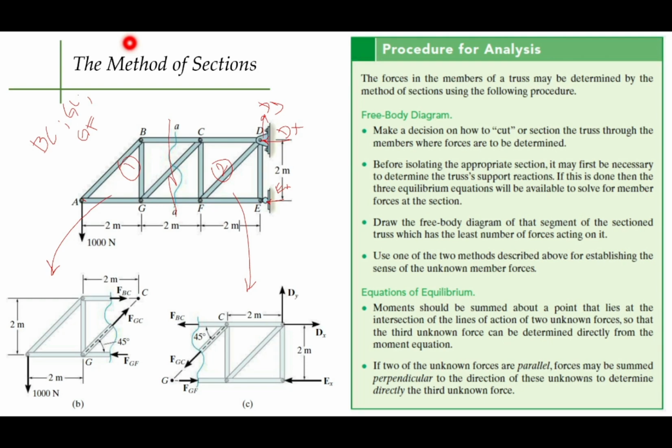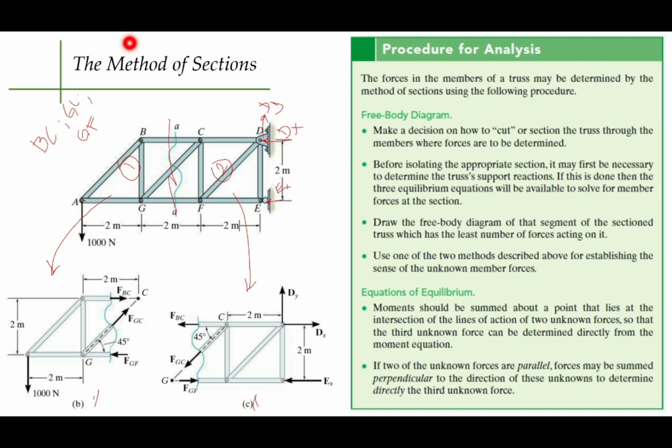Now, if this is done, then the three equilibrium equations will be available to solve for member forces at the section. Next, draw the free body diagram of that segment of the sectioned truss which has the least number of forces acting on it. Use one of the two methods described above for establishing the sense of the unknown member forces. So we have section 1 here, B, and then C here. And then we can now use the equilibrium equations.